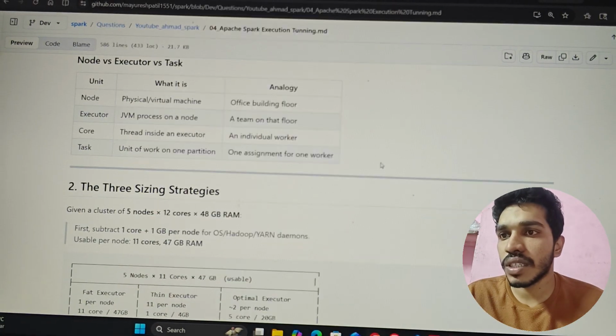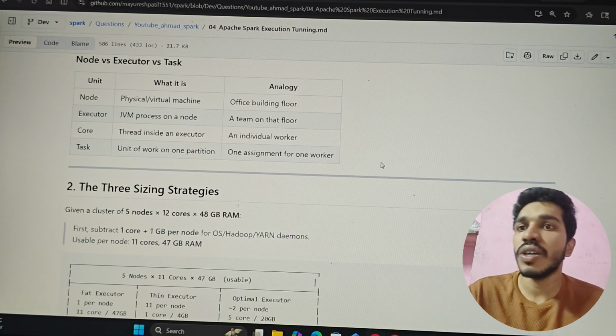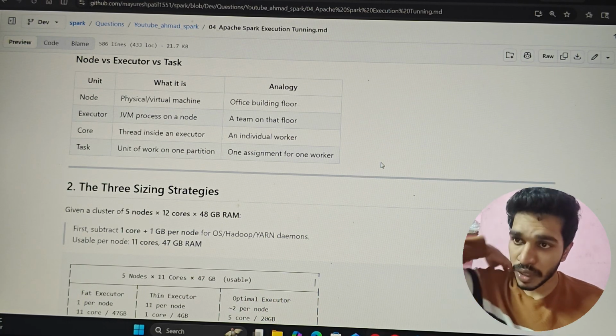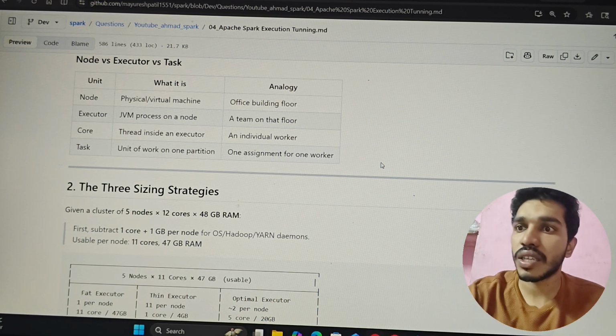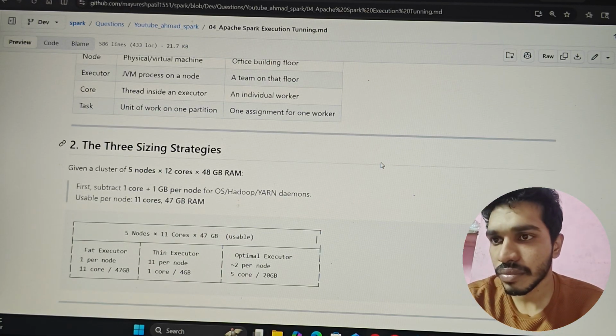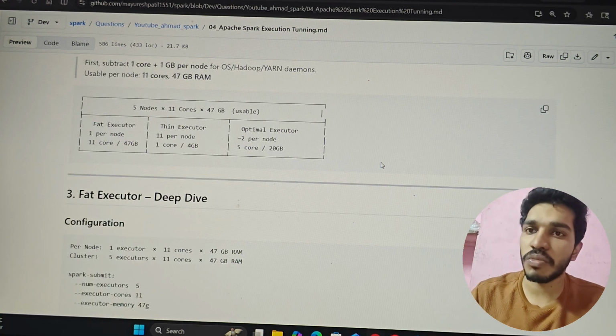Then the three sizing strategies. Given a cluster of 5 nodes with 12 cores and 48 GB RAM each, first subtract 1 core and 1 GB RAM per node for the OS, Hadoop and daemons. So usable per node is 11 cores and 47 GB RAM. There are 3 strategies: fat executor, thin executor and optimal executor. Let's talk about each.